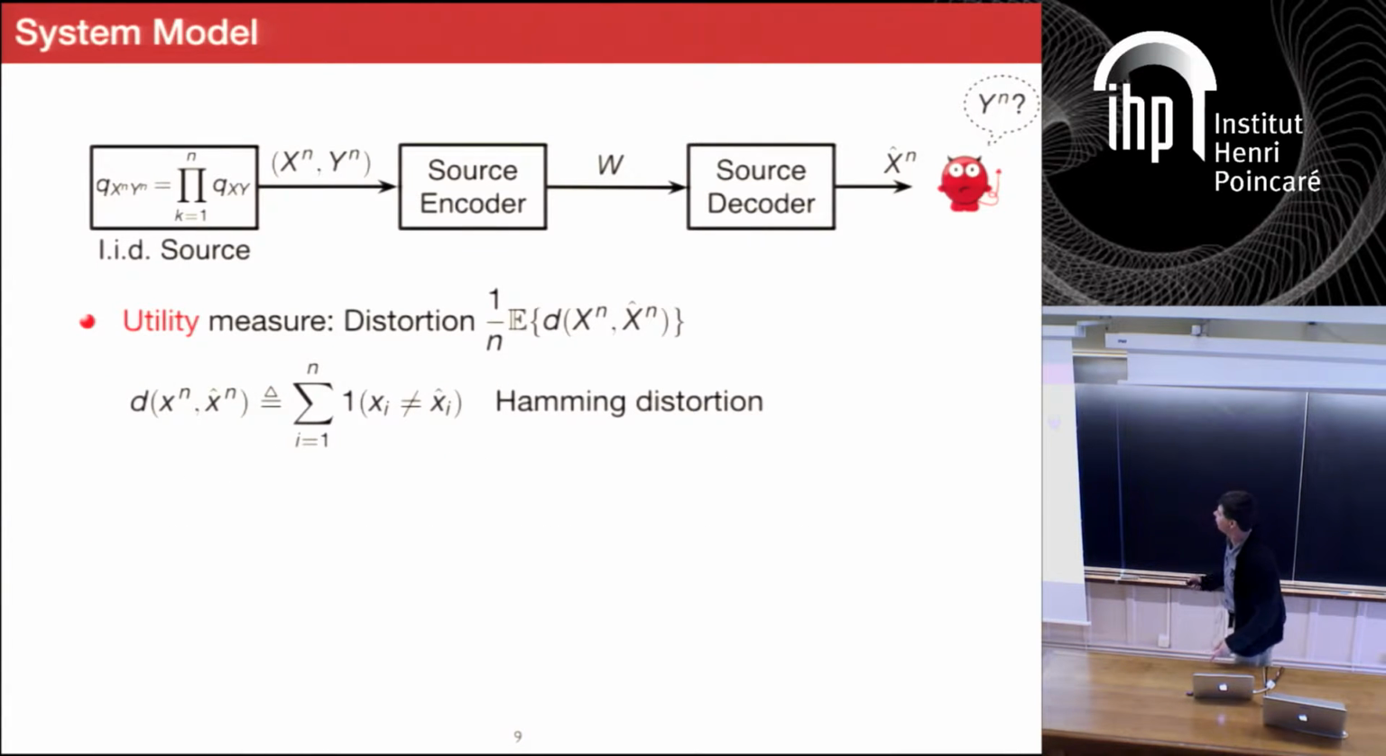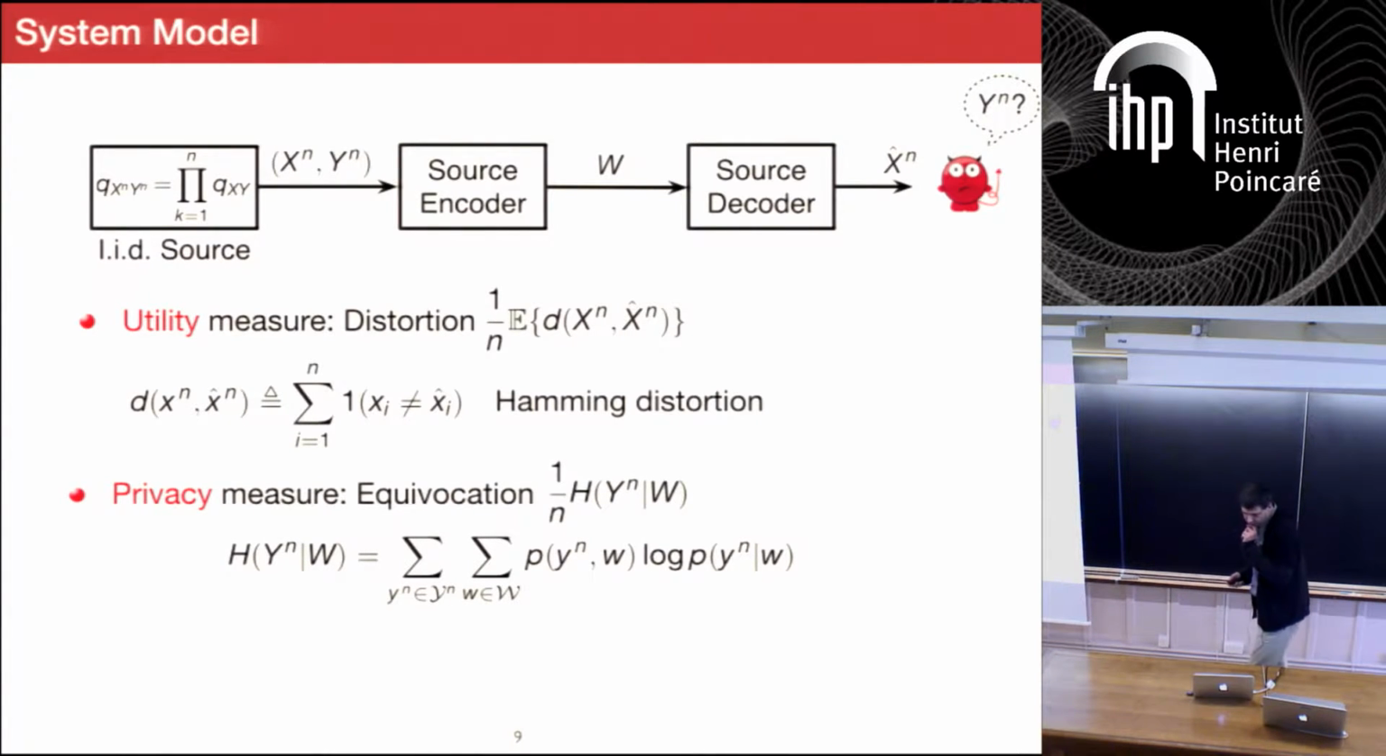Now again, the utility measure is Hamming distortion here, and I just mentioned this. So our utility is distortion, and our privacy measure is equivocation. Equivocation is basically, if you look at the source coder, he sees W. How much information about Y can he get from W per symbol? Of course, we want this to be as high as possible, to leak as little information about Y as possible.